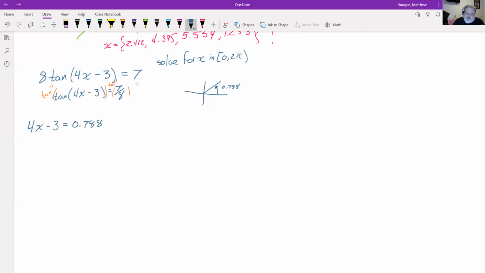Now here's the fun part. What's the other quadrant where tangent is positive? Isn't it kind of cool that 7/8 gave us 0.78? Anyway, what other quadrant is tangent positive in? Shay says quadrant 3. So the other answer is going to be down here, such that that is the same 0.788.